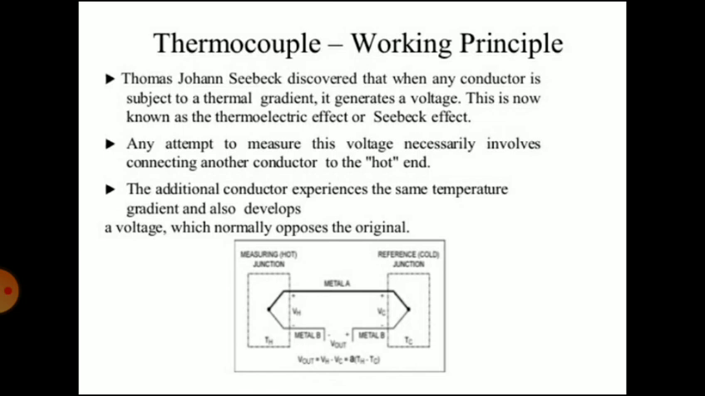So thermocouple circuits must involve at least two junctions. You can see in a diagram. One of the junctions senses the desired or unknown temperature. This junction is called the hot or measuring junction. The second junction is usually maintained at a known fixed temperature, and this junction is called the cold or reference junction. You can see at the left hand side there is a hot junction, and at the right hand side there is a cold junction.